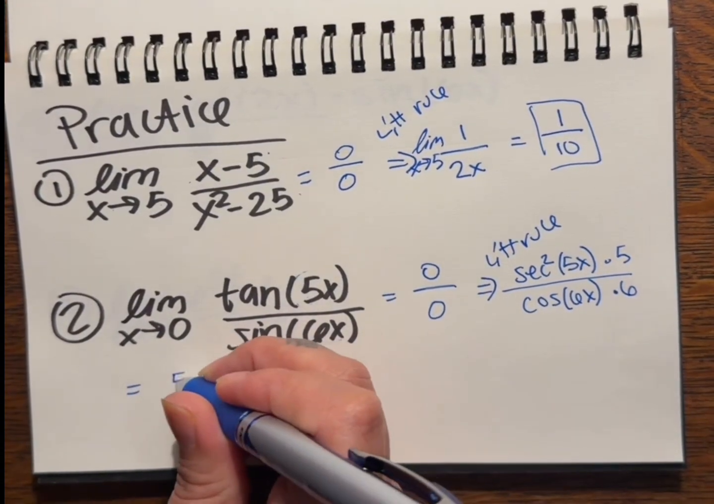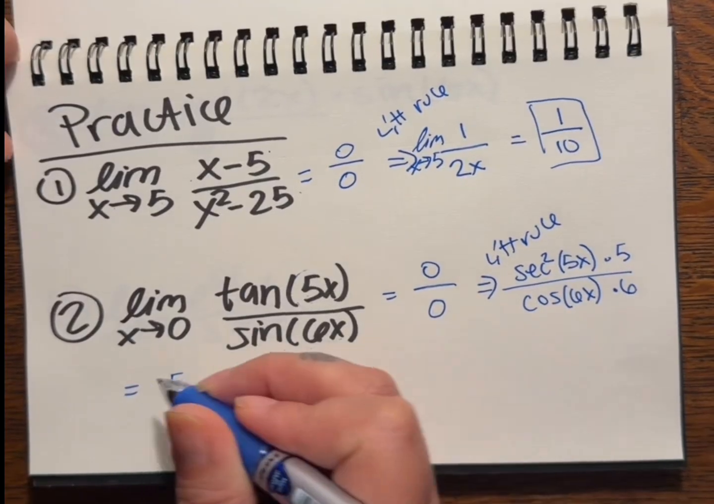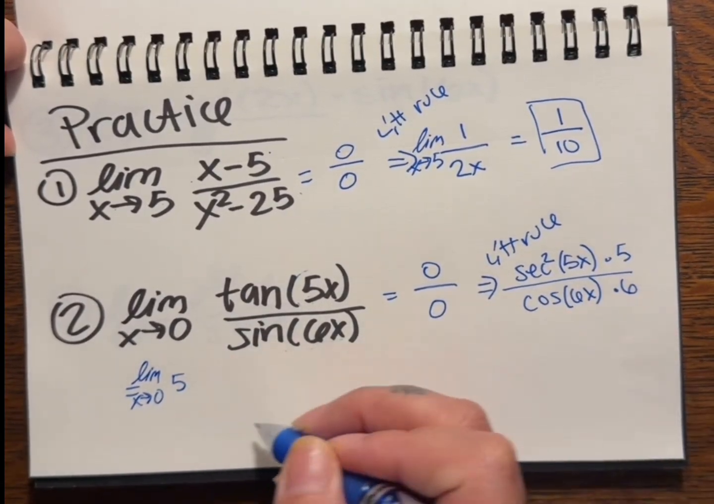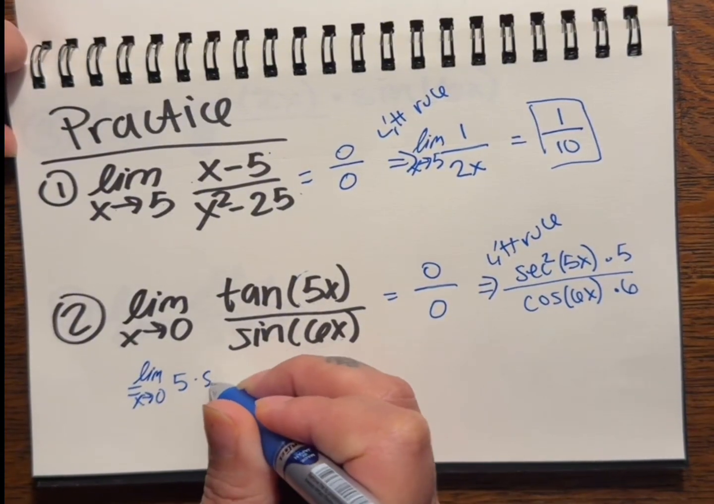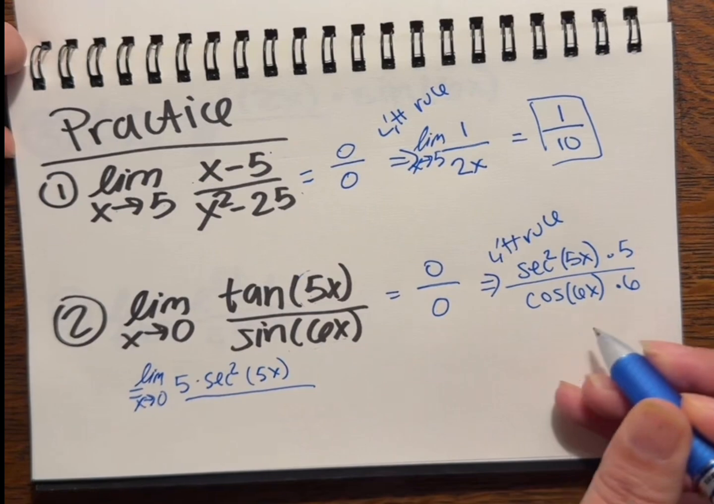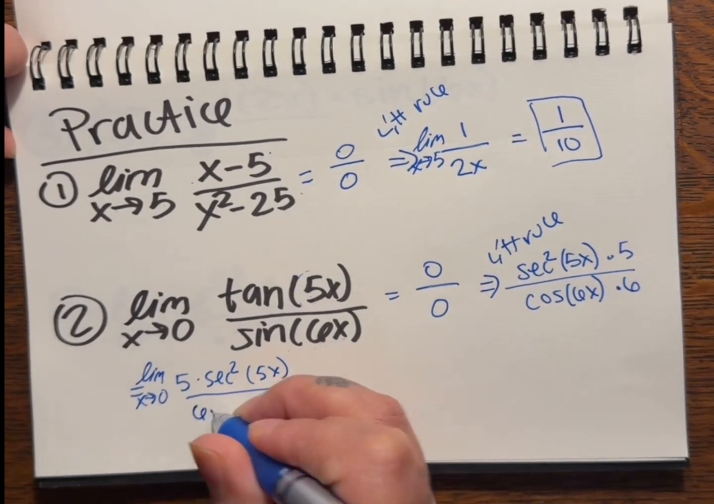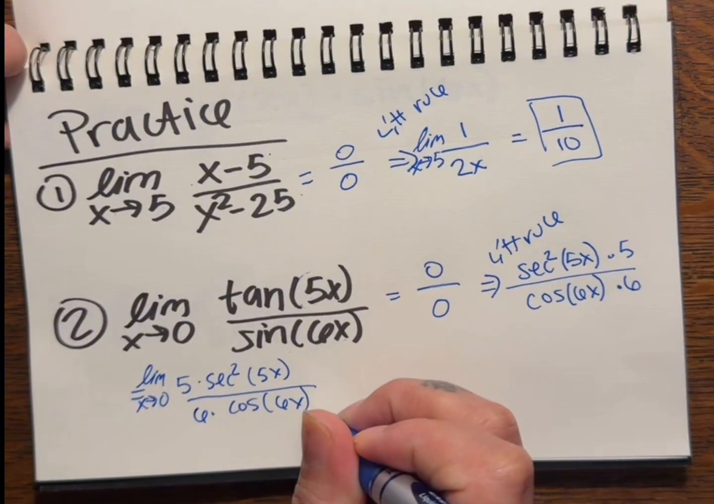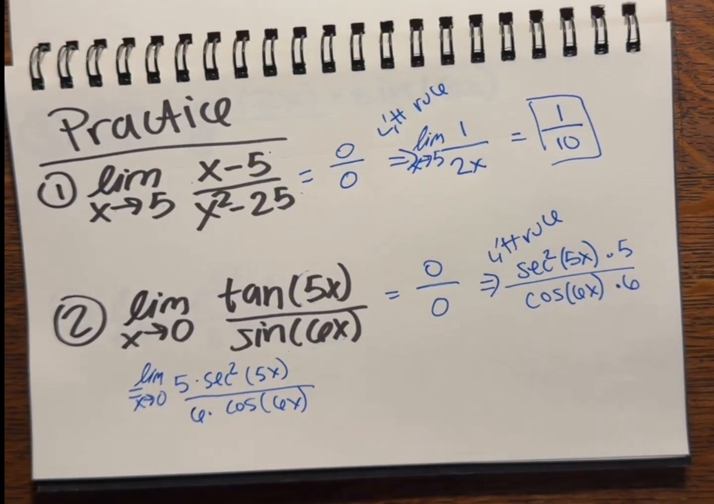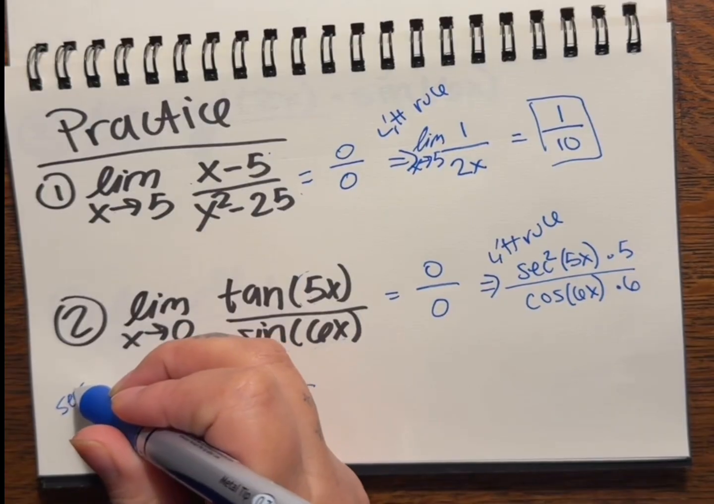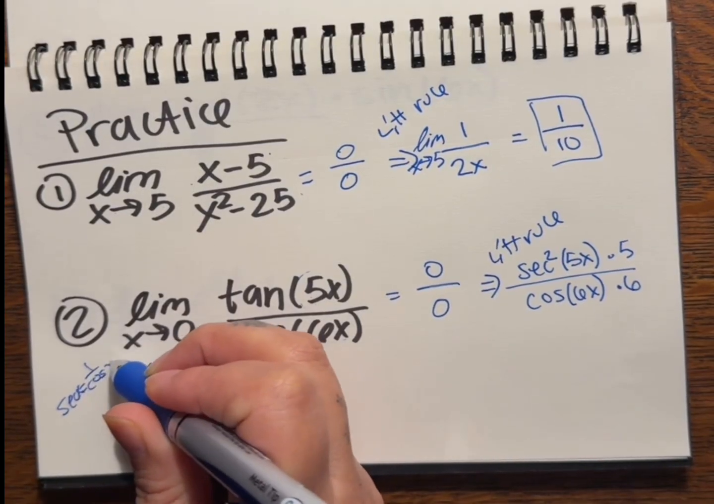And so I'm going to move the 5 in the front. And then we write limit as x approaches 0, 5 times secant squared 5x over 6 times cosine 6x. Okay, and we know secant is 1 over cosine, right? Equals 1 over cosine x.